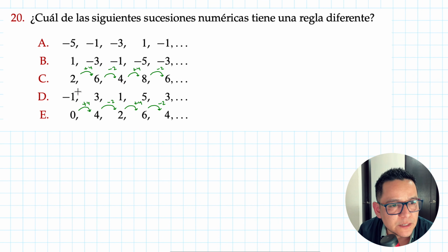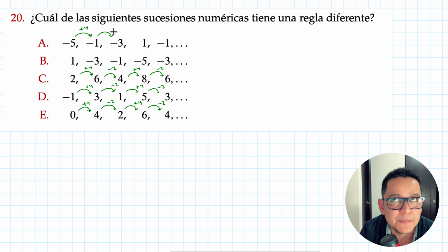Let's check this one. From -1 to 3, you add 4. Then from 3 to 1, you subtract 2. Then from 1 to 5, yes, you have to add 4. And from 5 to 3, yes, you have to subtract 2. Well, that's 3 after 2. Let's see. Let's go with the first one. From -5 to -1, you have to add 4. From -1 to -3, you have to subtract 2. We're doing well. To go from -3 to 1, add 4.